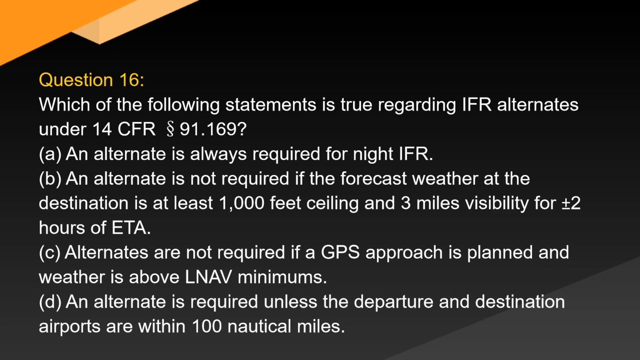An alternate is not required if the forecast weather at the destination is at least 1,000 feet ceiling and 3 miles visibility for plus or minus 2 hours of ETA. C. Alternates are not required if a GPS approach is planned and weather is above LNAV minimums. D. An alternate is required unless the departure and destination airports are within 100 nautical miles.